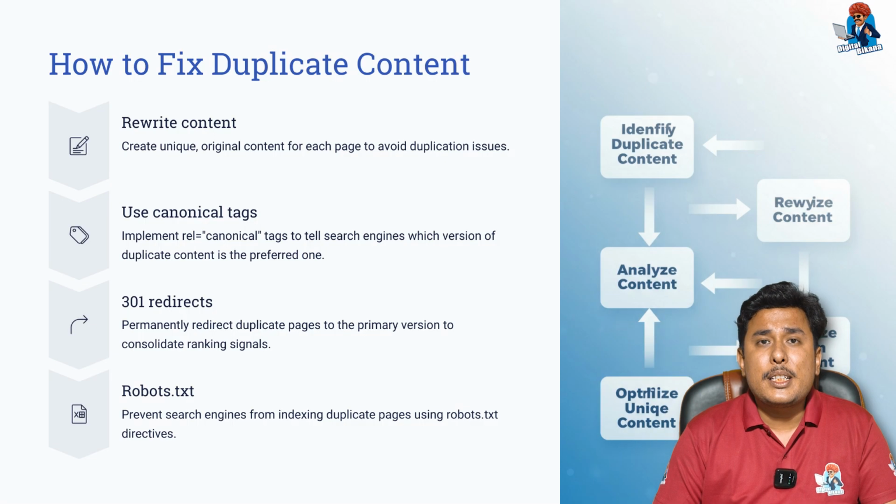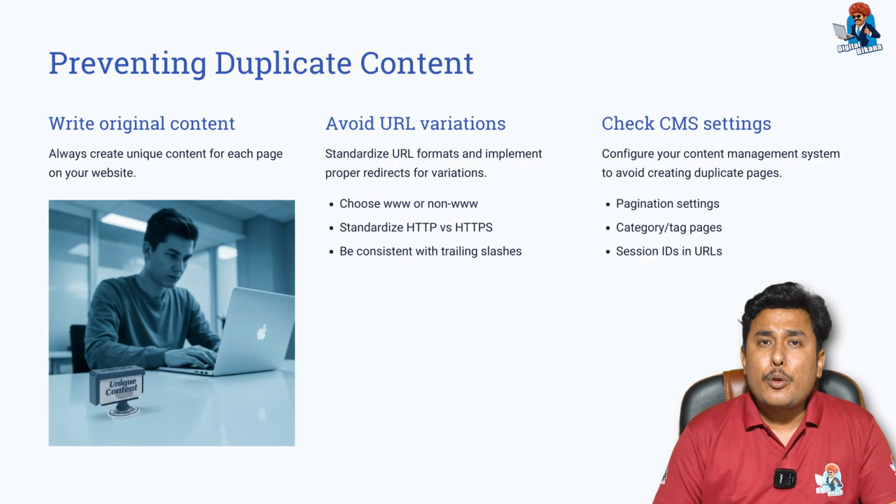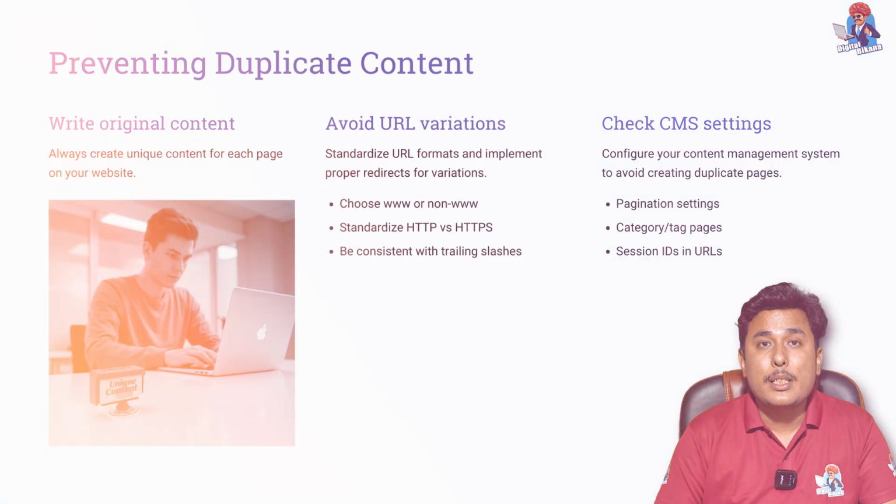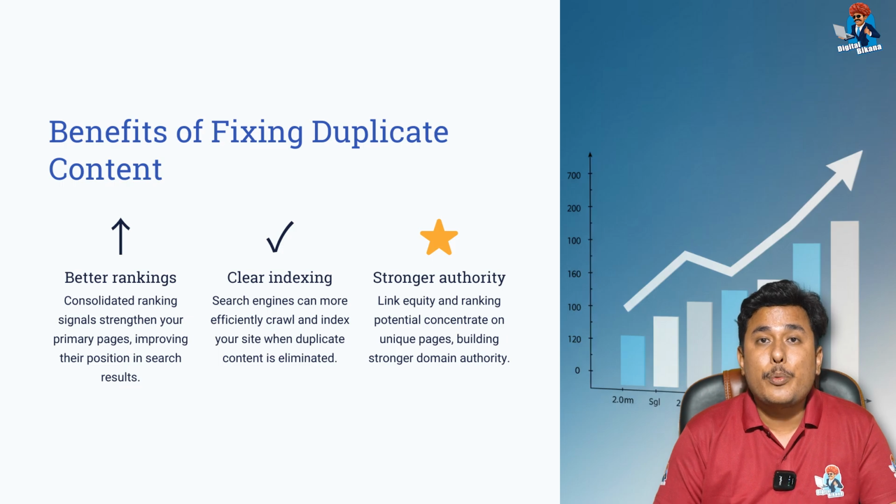You can fix duplication by rewriting content, using canonical tags, setting up 301 redirects, or blocking duplicate pages in robots.txt. Create original, high-value content from the start. Avoid copying product descriptions and ensure your CMS settings don't generate multiple URLs for the same page. Fixing duplicate content helps improve rankings, strengthen your site's authority, and ensure search engines know exactly which page to index.